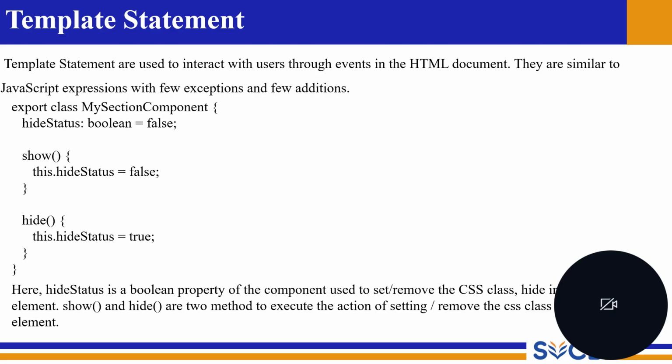And then the template statement. Template statements are used to interact with the user through the events in an HTML document. They are similar to JavaScript expressions with a few exceptions and a few additions. So here heightStatus is a Boolean property of the component used to set or remove the CSS class. Show and hide are the two methods to execute the actions of setting or removing the CSS class. So this is the code for the heightStatus.